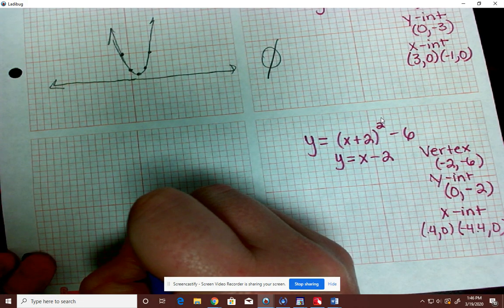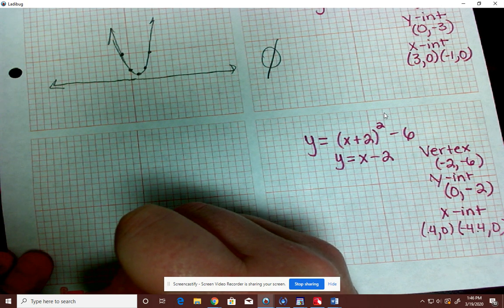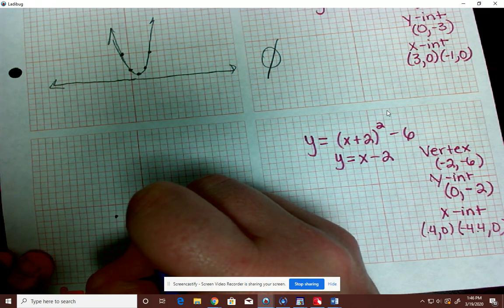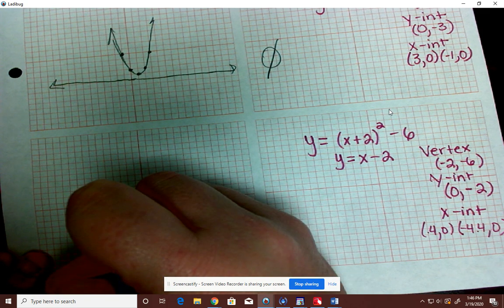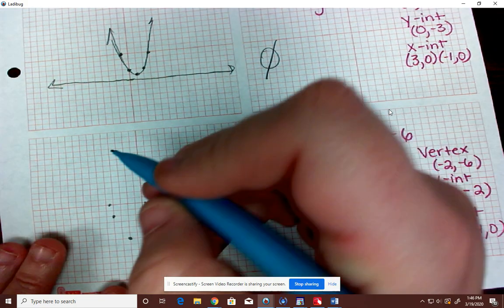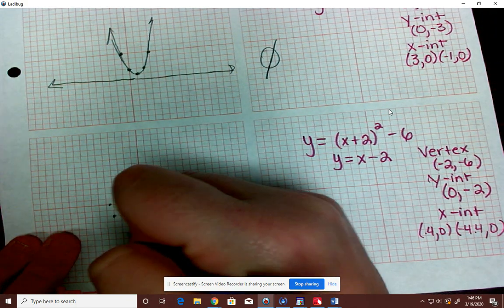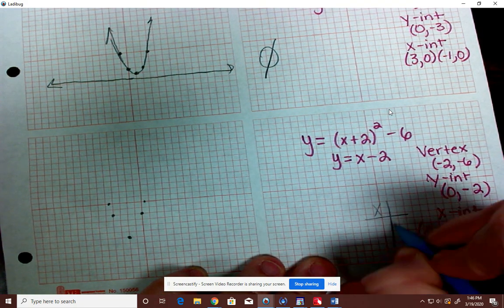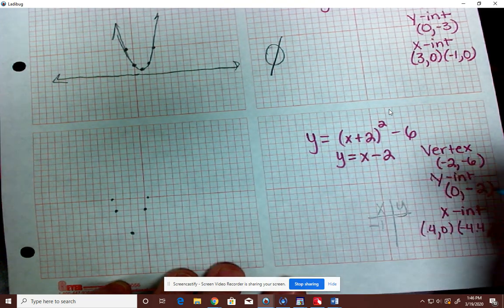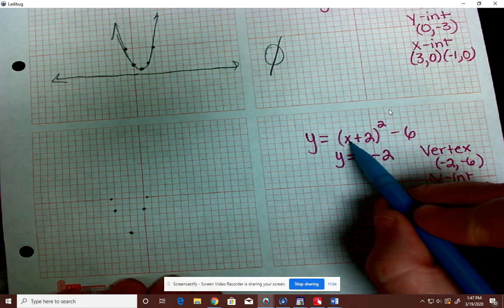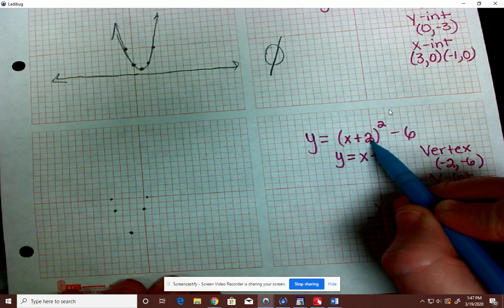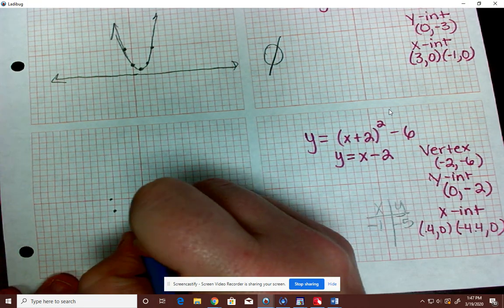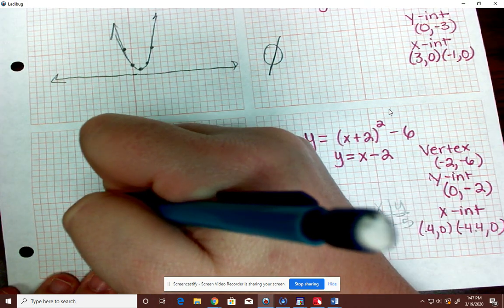So I'm going to plot my vertex. My y-intercept. These points, 0.4, negative 4.4. And then if you wanted to see what points were here, because we want to see where they intersect, you could do a table. And we could plug in like negative 1. You may not have to, but if I plug in negative 1, negative 1 plus 2 is 1. 1 squared is 1. 1 minus 6 is negative 5. So I could plot those on there just to have a few more points.